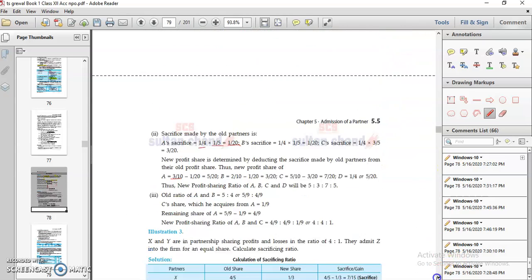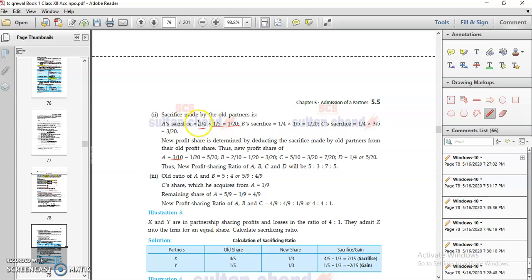So let's understand. Once you multiply 1/4 by A's contribution, A's sacrifice is only 1/5, so 1/20. B's sacrifice is 1/5, so 1/20. C's sacrifice is 3/5, so it comes to 3/20. Now you know this becomes your sacrifice ratio: 1/20, 1/20 and 3/20. Once you deduct this from the old ratio, A's share is 3/10 minus 1/20, B's is 2/10 minus 1/20, C's is 5/10 minus 3/20. D's share is all in all 1/4.